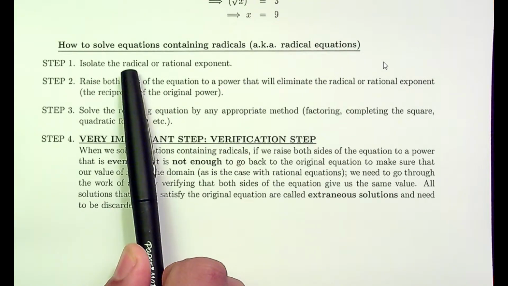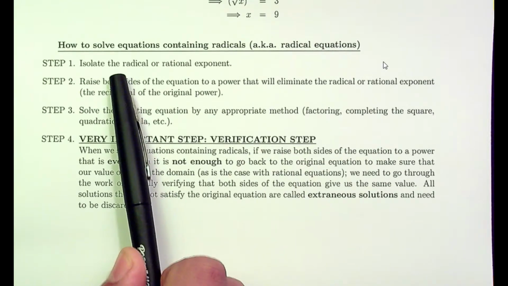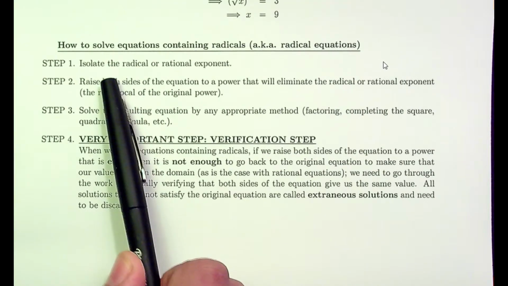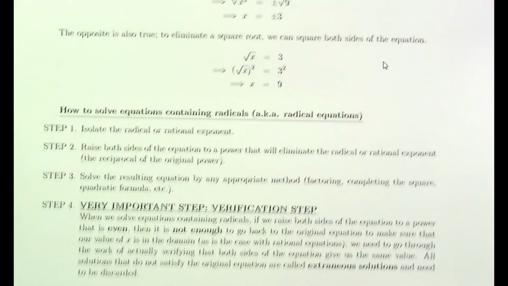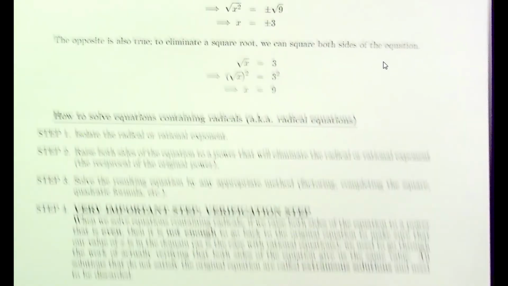So first, isolate the radical, meaning you want the radical all by itself on one side of the equation. Just like in here, I want the square root all by itself on one side of the equation.